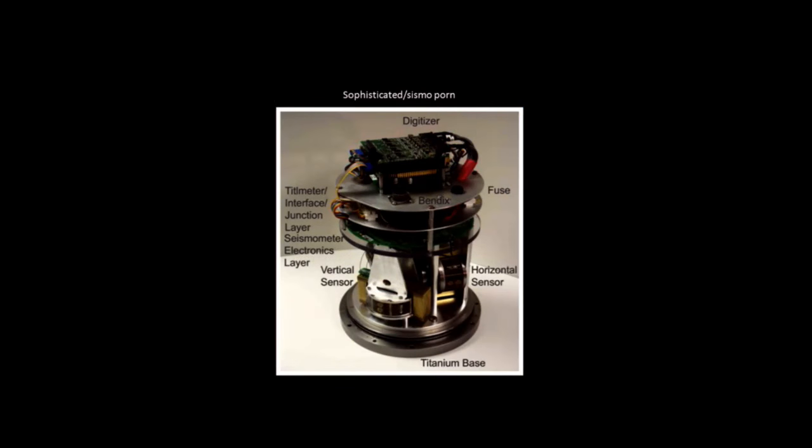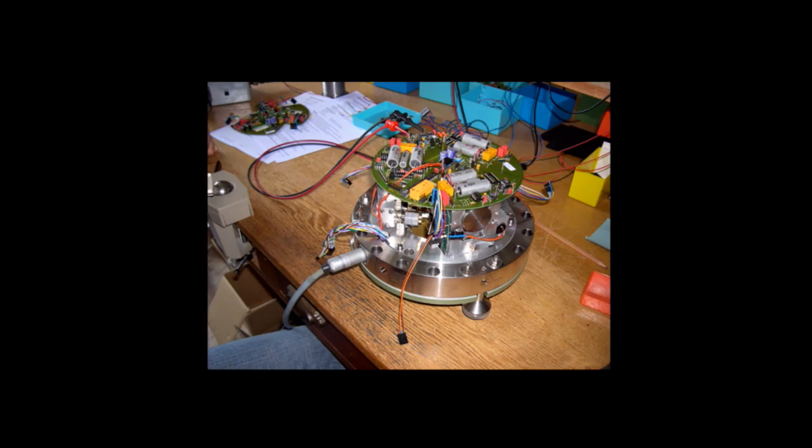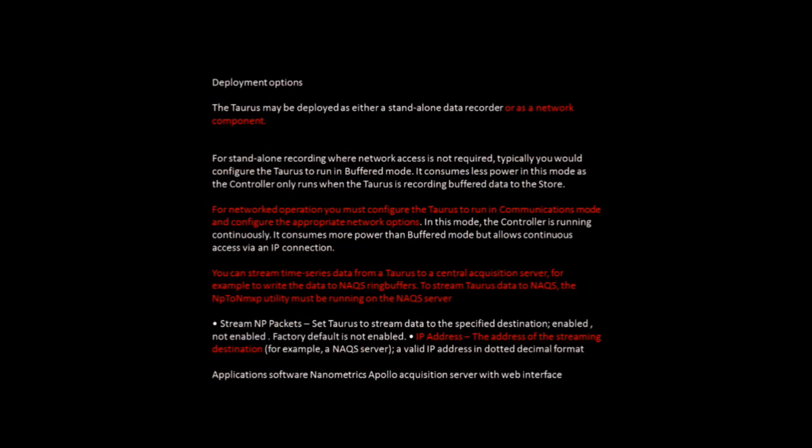In this case, we have a sophisticated image in which we can see a horizontal sensor, a vertical sensor. We have accelerometers. Yeah, sorry. Another layer for seismological and electronic stuff. This is a pretty expensive device, so we are not able to get one. So this is an HD photograph in which we can see the several components of this device. What about the deployment options? We have two cases.